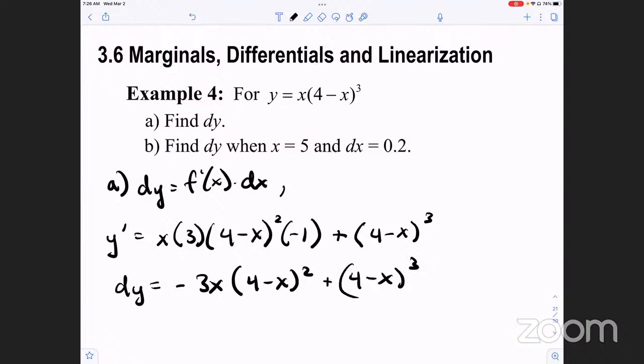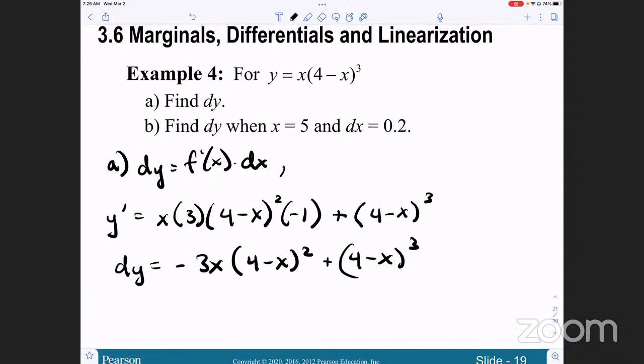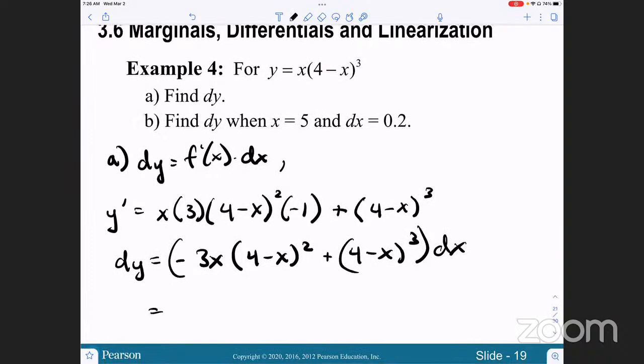We can factor out a 4 minus x squared. Let's do that. Okay, and then we need to say all of that times dx, right? But I'm going to factor out that 4 minus x squared and kind of rearrange it. If we factor out 4 minus x quantity squared, okay, second part, we're going to be left with 4 minus x. And then from the first part, we're going to be left with minus 3x. And then basically all of that times dx. That's going to be what, 4 minus 4x? Just for the sake of space, 4 minus 4x.